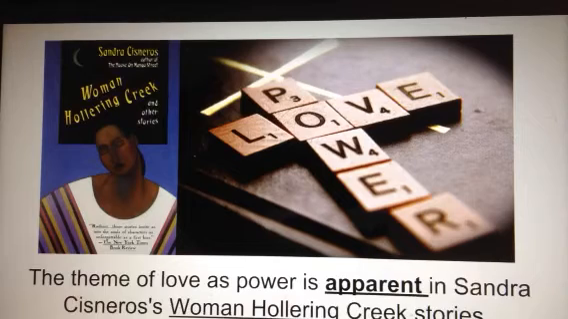Okay? And so here we have apparent describing theme. And so, as I said, here apparent is an adjective in the predicate connected to the subject theme by the linking verb is. The theme is apparent. The theme of love as power is apparent. Okay? Apparent is describing theme.